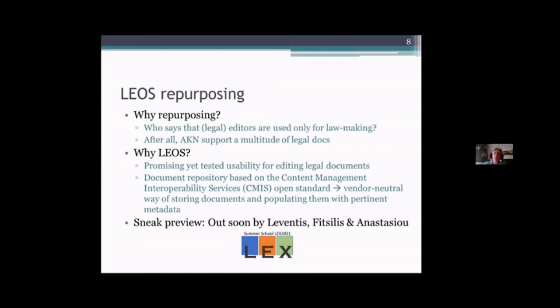Which is a neutral way of storing documents and populating these documents with metadata. So these two things made LEOS for us a quite viable candidate. By the way, what we're talking about is currently under advanced review and is going to be hopefully published within the next months or so.